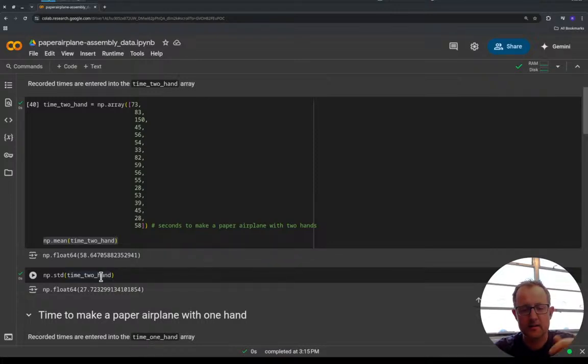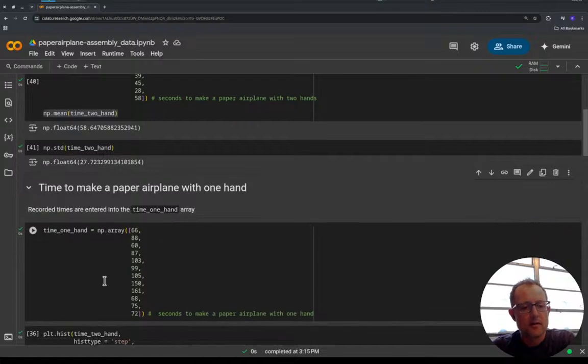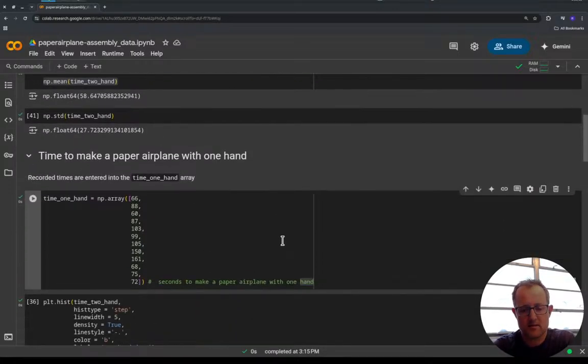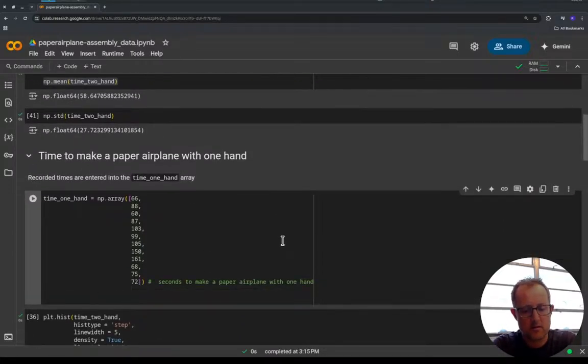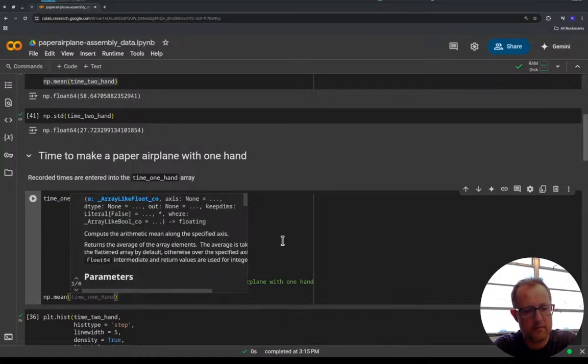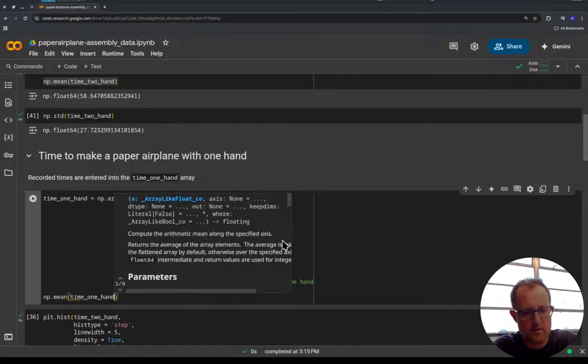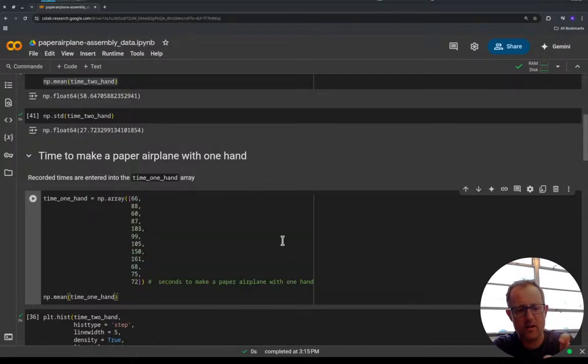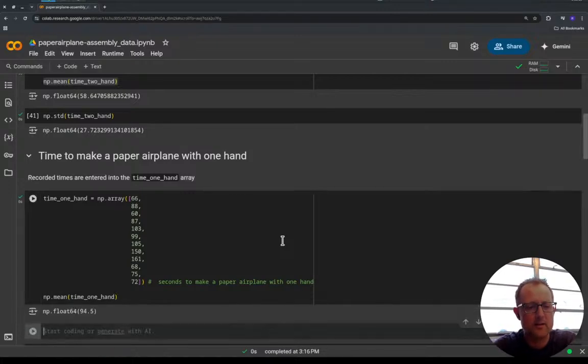If we're just going to use 2 sig figs, which is what I did here, for the most part we always had down to the second. So 58.6, the 0.6 doesn't really help us. So about a minute plus or minus half a minute. Now let's look at the one hand: np.mean of time one hand. And you can hit tab if it's offering you something.